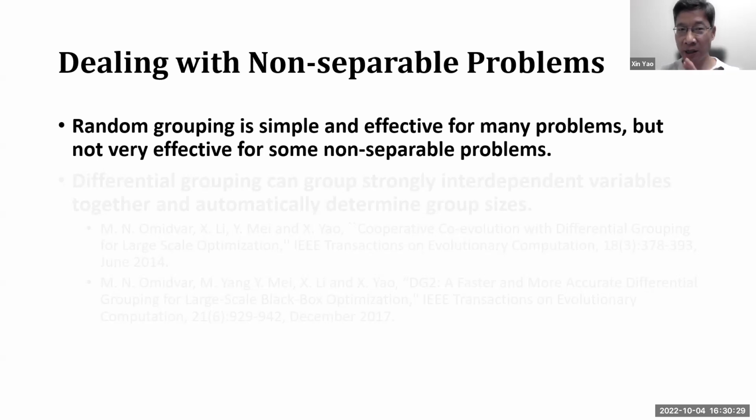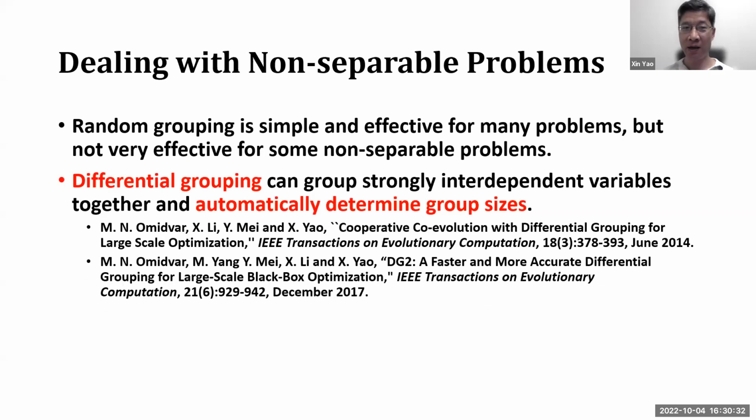If we follow this direction of thinking, it's not too difficult to think of better grouping schemes. This differential grouping basically is a method trying to discover interdependencies between variables such that we can put variables with strong interdependencies in the same group, and we put variables with very weak or no interdependencies into different groups.